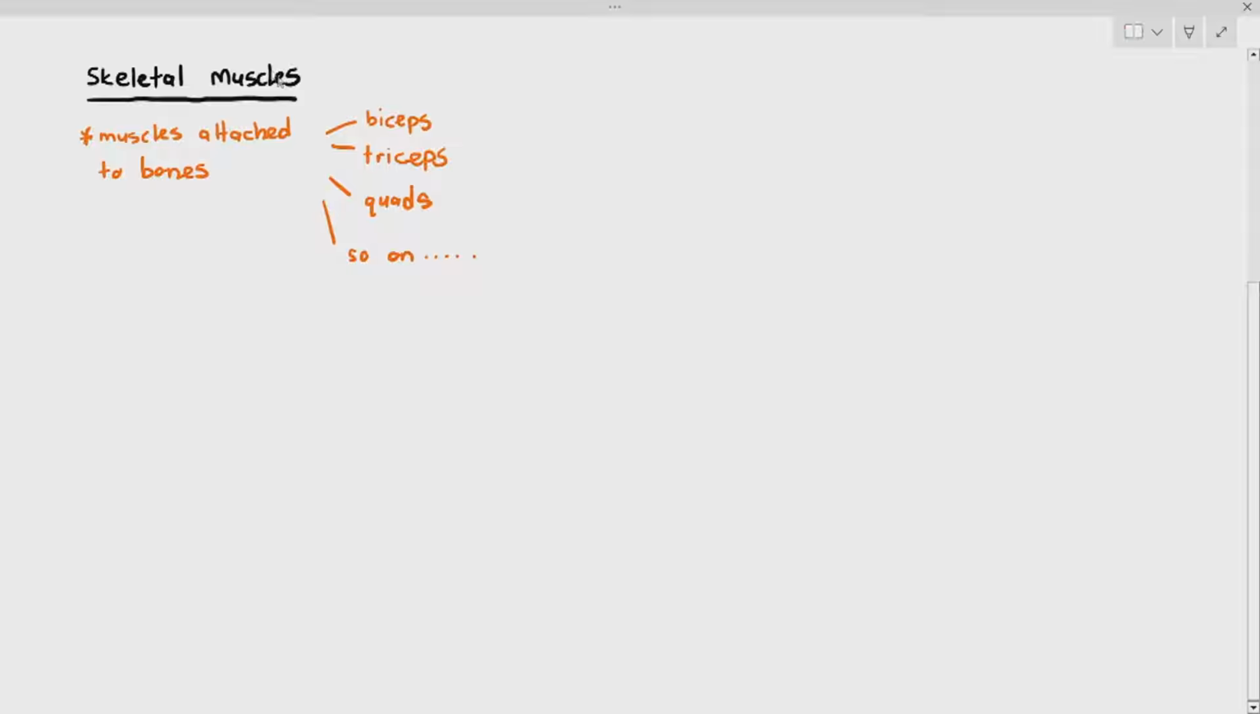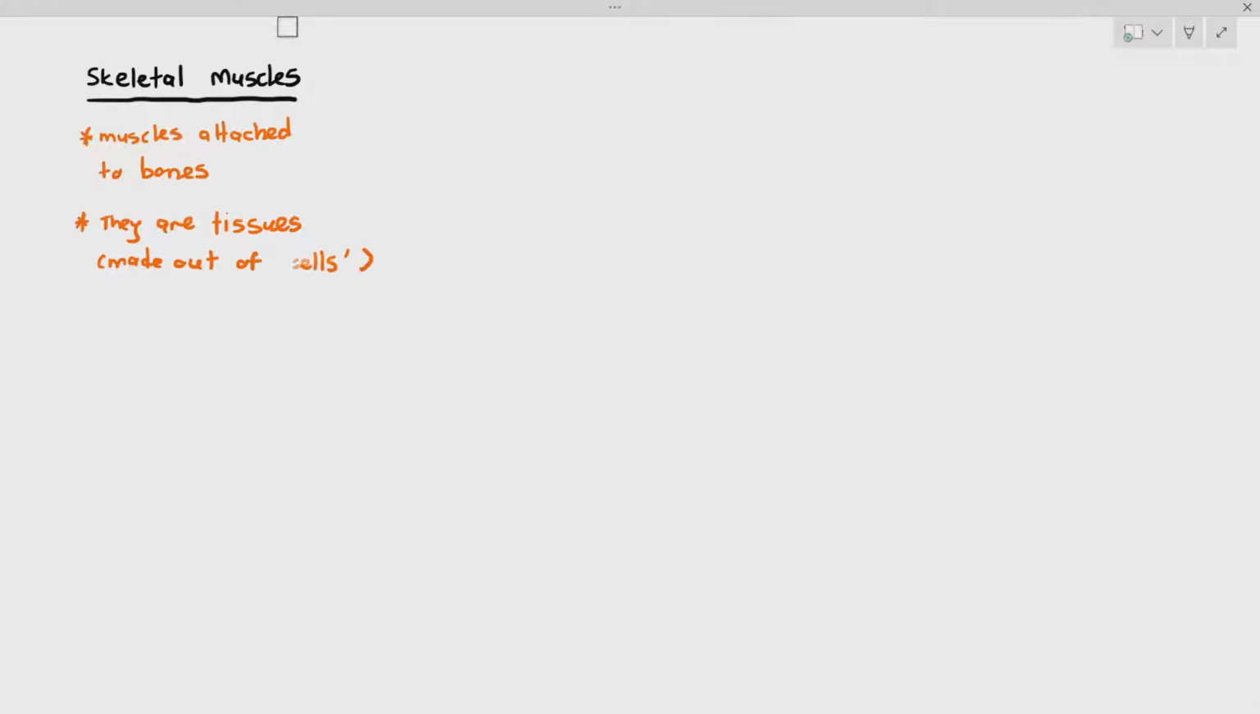We've talked about this in chapter 9, chapter 9 in AS. So before we talk about skeletal muscles, we kind of have to understand that skeletal muscles are referred to as tissues as well. And the reason why they're called tissues is because they're made out of cells. We know this. All right, here's where it becomes a little bit confusing.